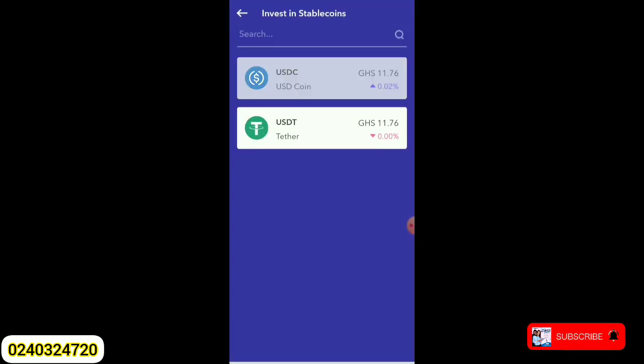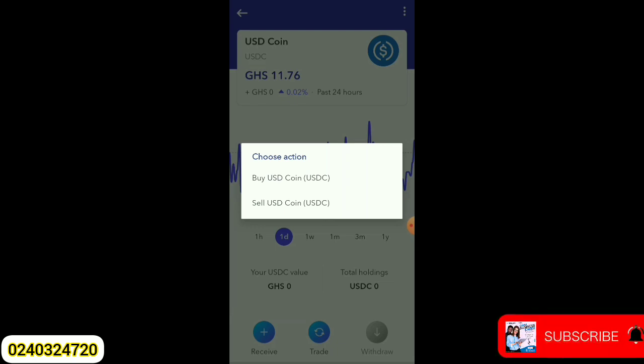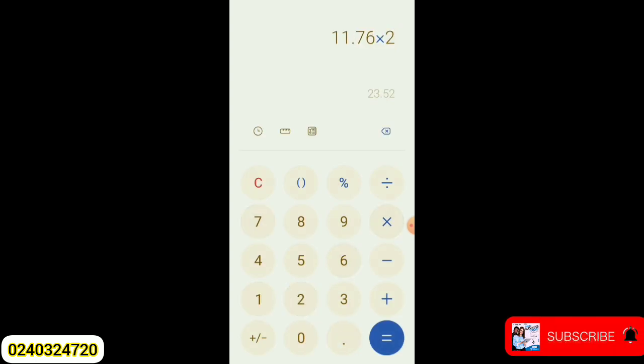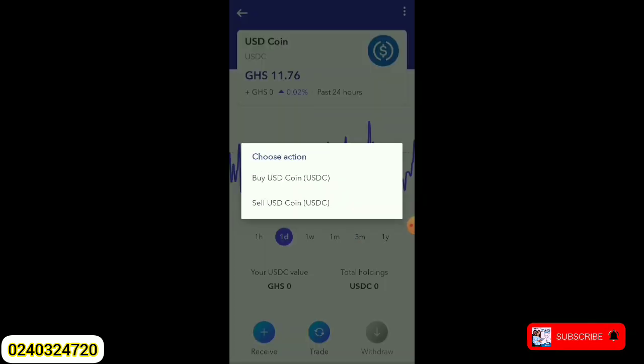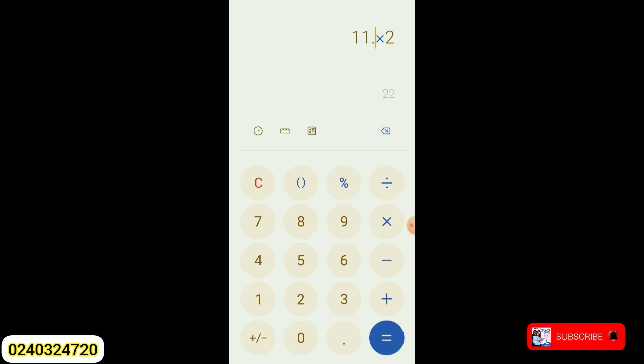So let's go to my USDC, that's the USD coin. If I click on the trade and I buy USD right now, you see I'm buying USD at the rate of 11.76. That's the value in the market. So if I have, let's say, two USDC, I get 11.76 times 2, which is 23.52. Before I can sell this 23.52, I have to make sure the rate has switched to, let's say, 12, times 2. So if I sell it, I have value.